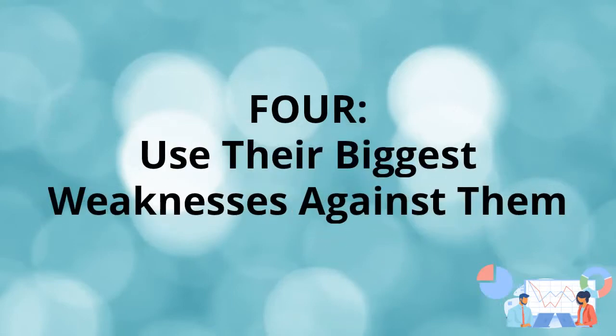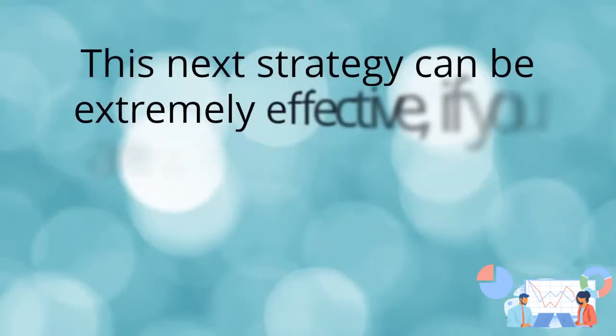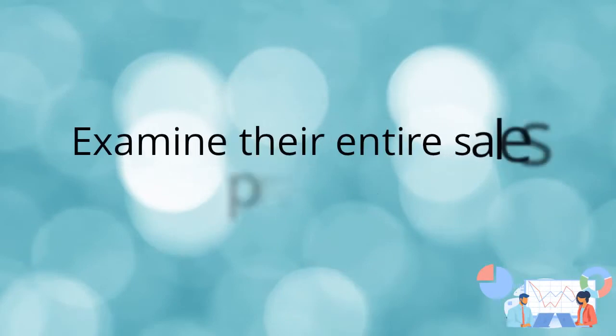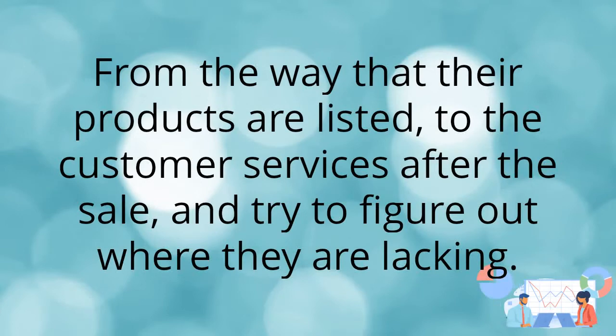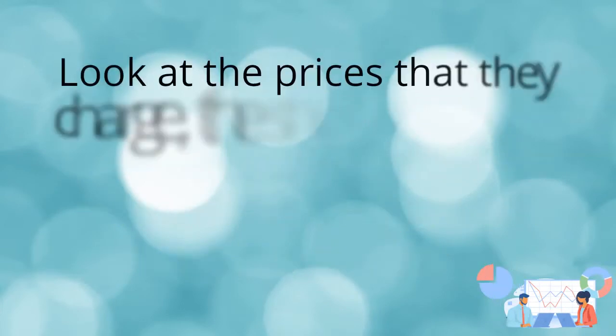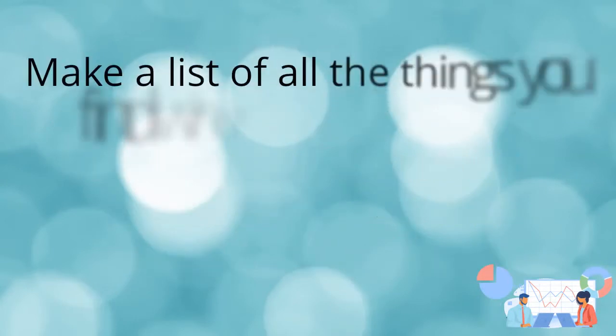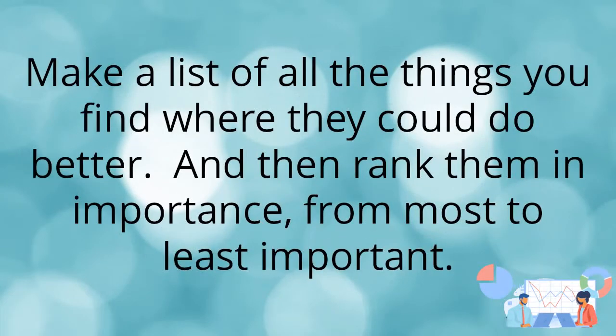4. Use their biggest weaknesses against them. This next strategy can be extremely effective if you are good at figuring out where your competitors are weak. Examine their entire sales process, from the way that their products are listed to the customer services after the sale, and try to figure out where they are lacking. Look at the prices that they charge, the shipping carrier that they use, the website layout they have, and everything in between. Make a list of all the things you find where they could do better, and then rank them in importance, from most to least important.